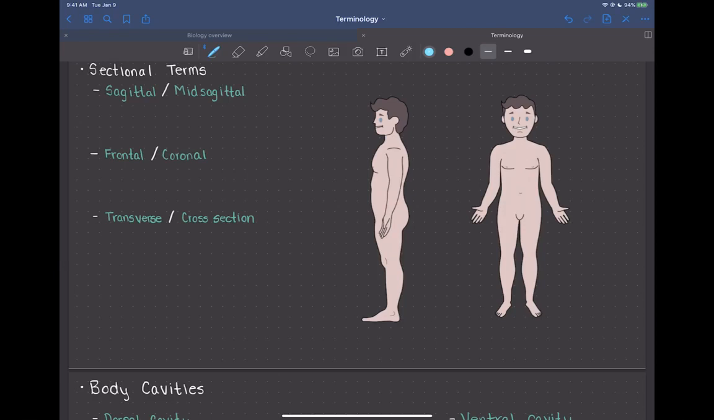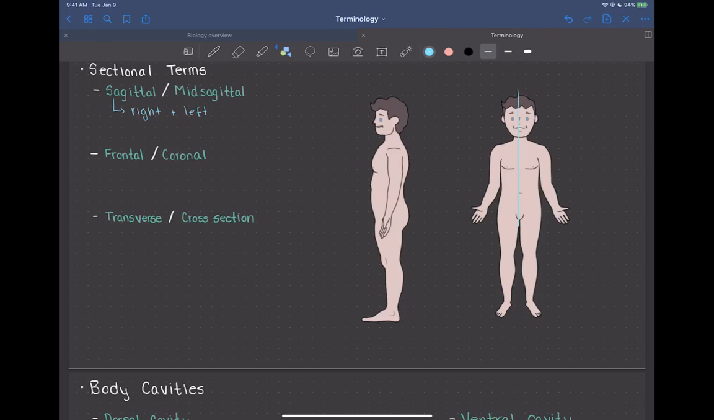Okay, so our first ones are going to be sagittal and mid-sagittal. Sagittal is going to divide the body into right and left. Mid-sagittal is just more precise, right? You're dividing the body into exact right and left parts. If we divide it right down the middle, that is mid-sagittal.